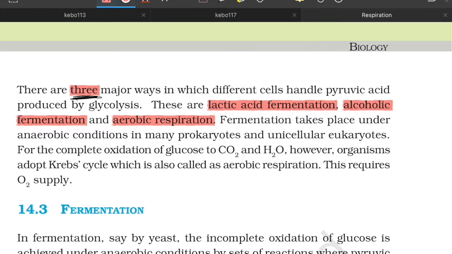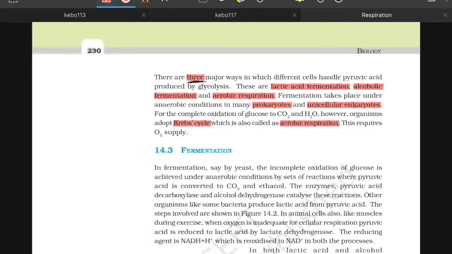Nothing else. Fermentation takes place under anaerobic conditions in many prokaryotes and unicellular eukaryotes. You have to know both these points, as they can be asked. You can work it out by logic, but it is always good to know this so that you will be saving time in biology. For the complete oxidation, organisms adopt the Krebs cycle, and this whole thing is called aerobic respiration. Why? It needs oxygen.